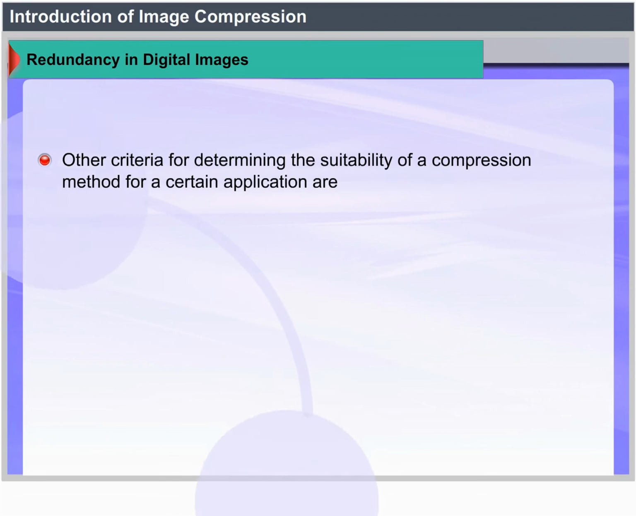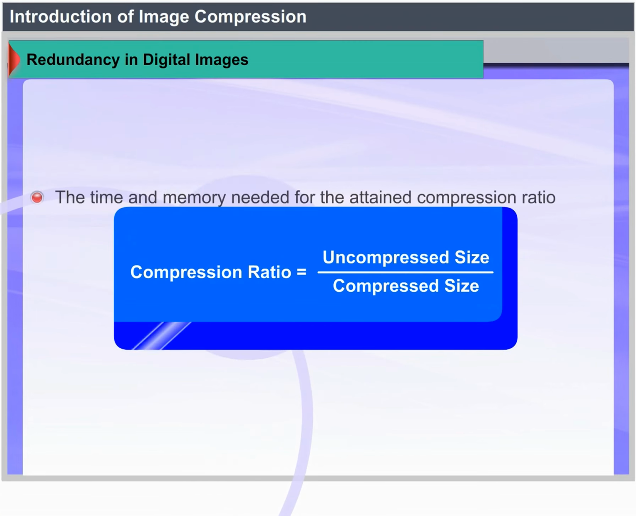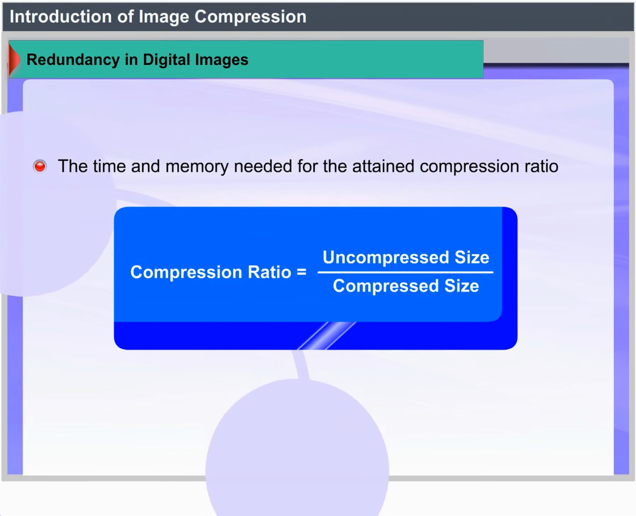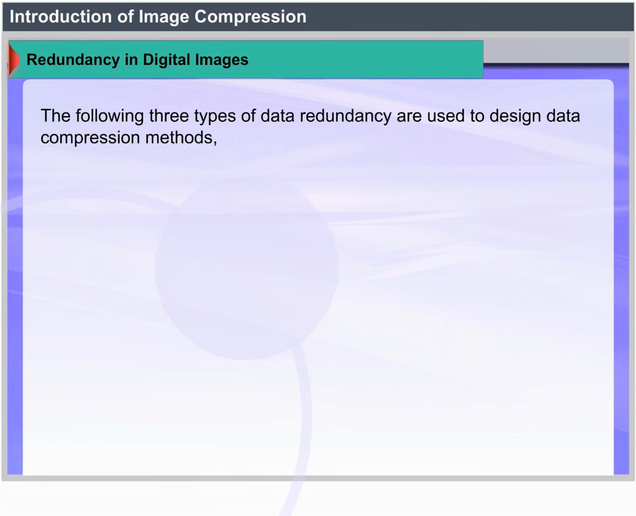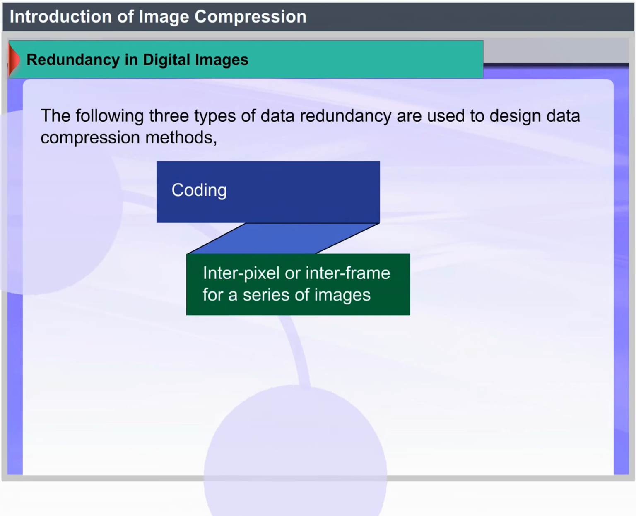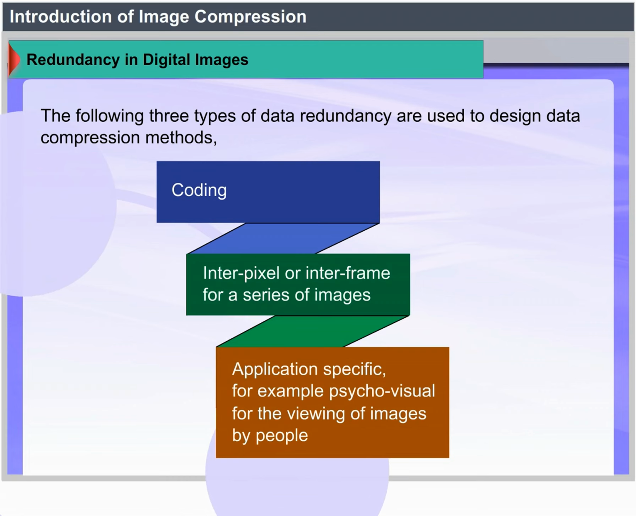Other criteria for determining the suitability of a compression method for certain applications are the time and memory needed for the attained compression ratio, and the time and memory needed for decompression. Three types of data redundancy are used to design data compression methods. 1. Coding. 2. Interpixel, or interframe for a series of images. 3. Application specific, for example, psychovisual for the viewing of images by people.